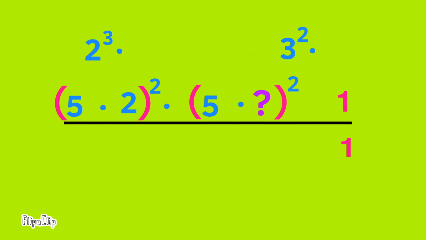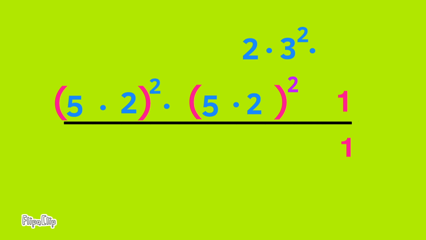Let's look again. 2 to the power of 3 becomes 2 to the power of 2 times 2 to the power of 1. And I take the 2 to the power of 2 and I insert it into the parentheses. Now we have 5 times 2, all to the power of 2.